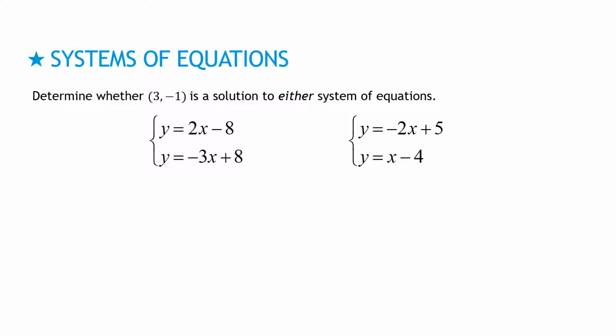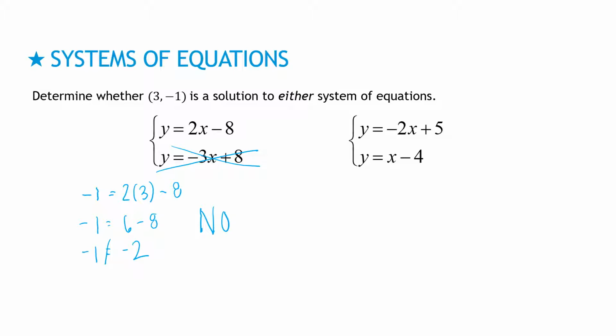So looking at the first one, I'm looking at 3, -1, and so I'm replacing y with -1 and x with 3, and I get -1 equals 6 minus 8. 6 minus 8 is -2. Those two things don't equal, and that means I'm not even going to check this one because it doesn't work for the first one, so I honestly don't care if it works for the second one. So that would be a big fat no on our first example.